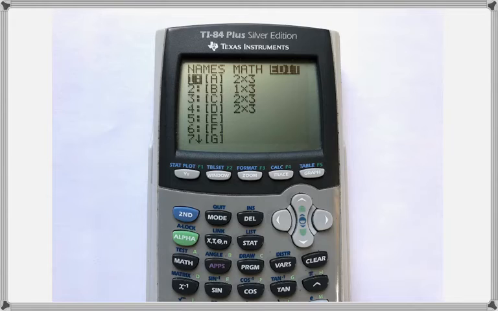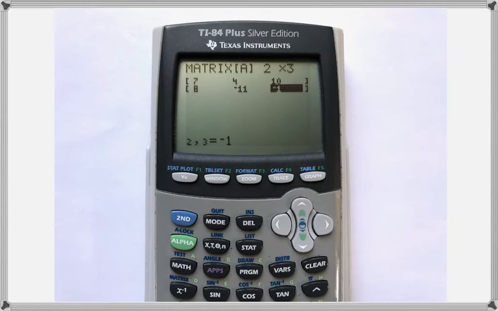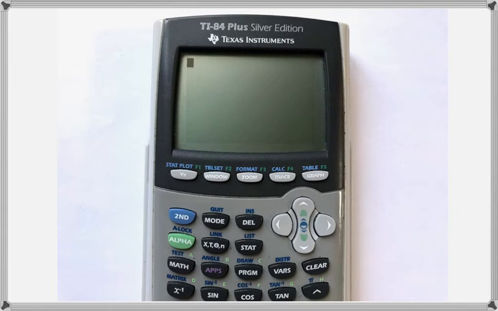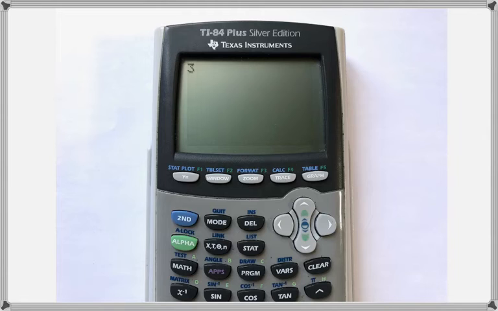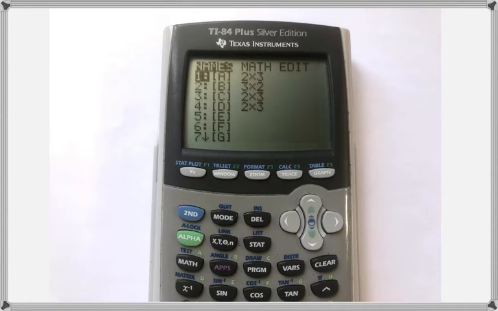So if you go to the matrix menu and over to Edit and select Matrix A, and then make sure that your dimensions are 2 by 3, and then enter in the numbers into the matrix. Then quit out, and on the home screen type 3. Then go into the matrix menu and under Names select Matrix A.